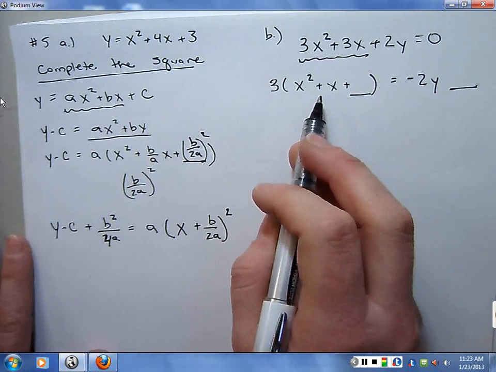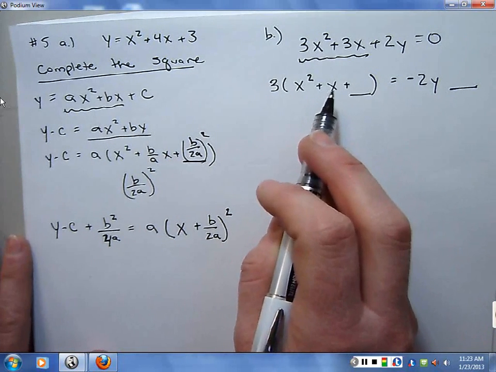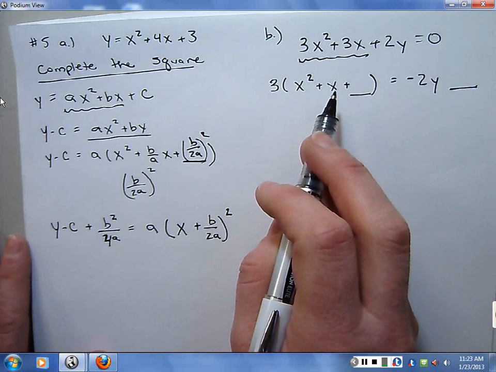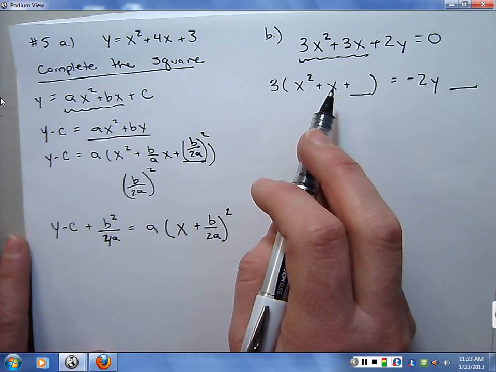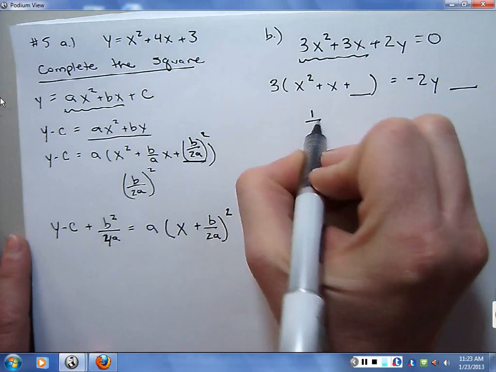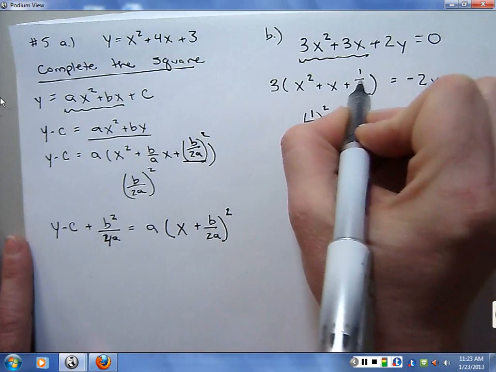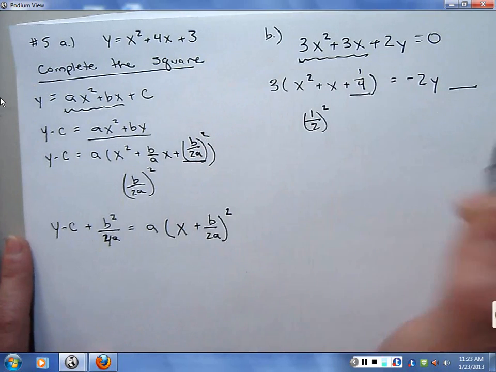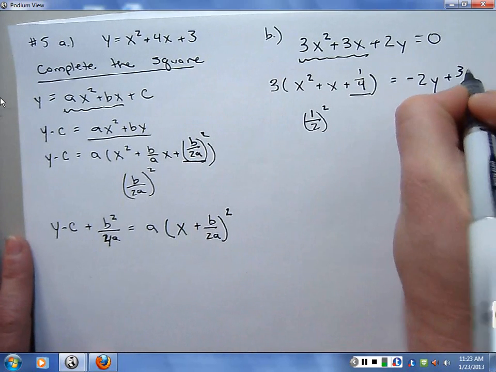So completing the square here, what I'm going to add is b over 2a, squared. b is 1, so I have a half squared. So I'm going to add 1/2 squared, so I'm really adding a fourth. I'm adding a fourth times 3, so I added 3/4 on this side, so I have to add 3/4 on this side.